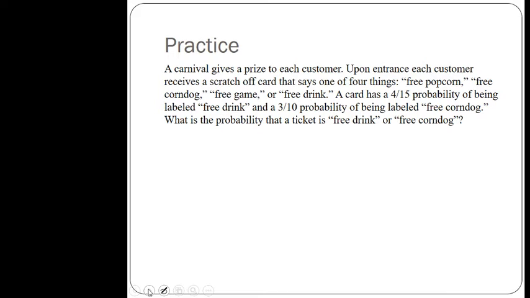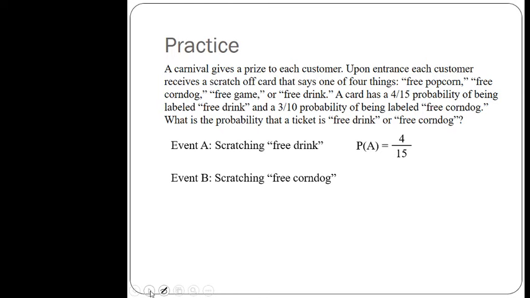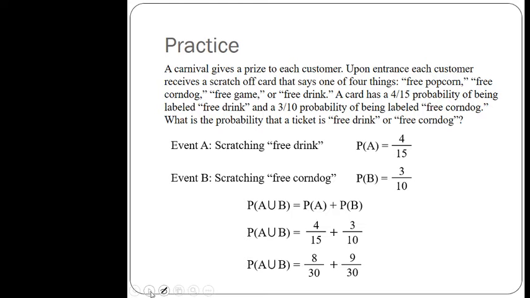Since a ticket can't be both free drink and free corn dog at the same time, this would be an example of a mutually exclusive event, which says once again that I add their individual probabilities up separately. So the probability of event A, which we're going to call scratching off a free drink, is 4 out of 15. The probability of scratching off a free corn dog, it tells us, is 3 out of 10. I'm going to add those individual probabilities up. And just like when you're working with fractions, make sure that you get a common denominator. And we can report that the probability is 17 out of 30.